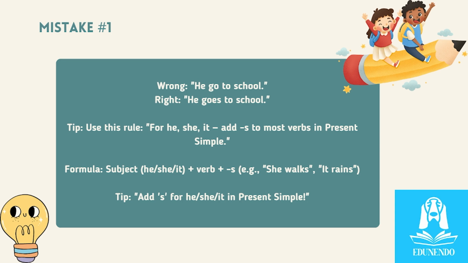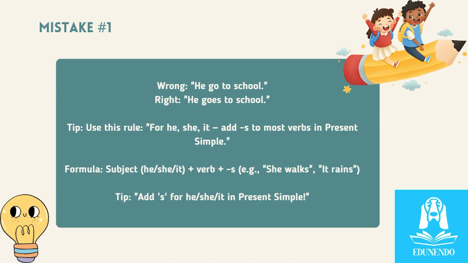Now, a useful tip is to use this rule. For he, she, it, you must add an S to most verbs in present simple. The formula is the subject, he, she, it. For example, he goes to school. He is the subject, plus your verb, plus the S.